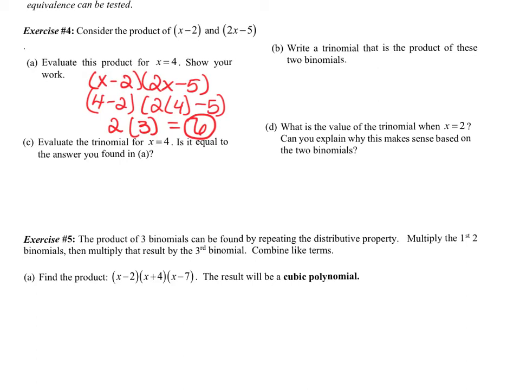Part B, write a trinomial that is the product of these two binomials. They're not telling you exactly what to do, but basically they want a trinomial. So that tells me that I need to double distribute. I'm just going to rewrite it.